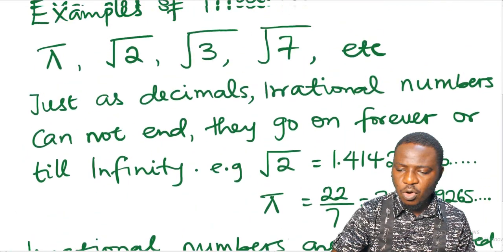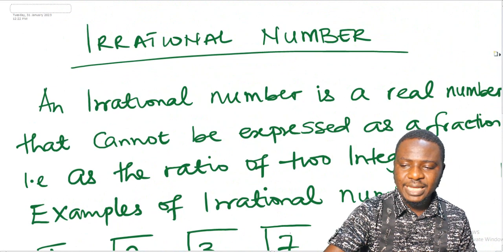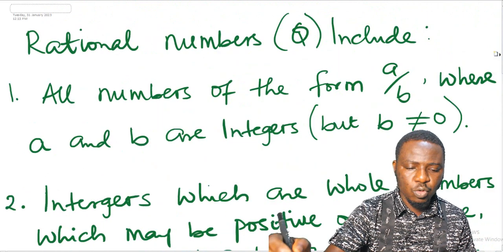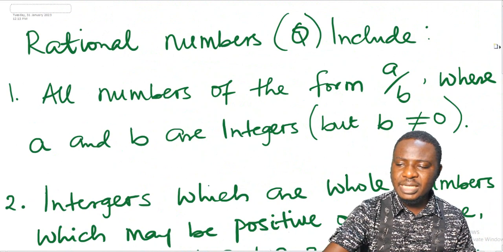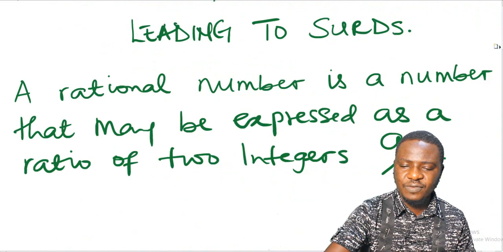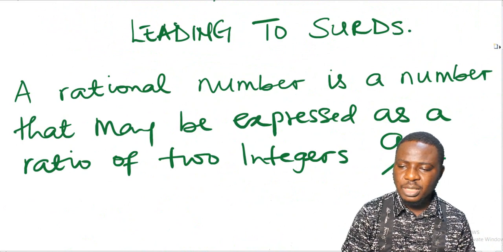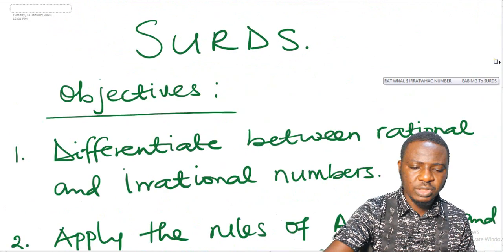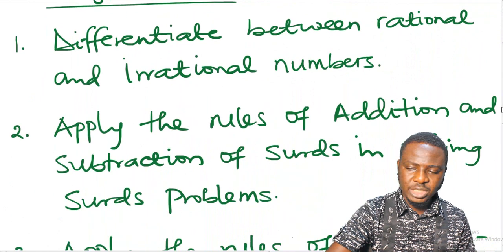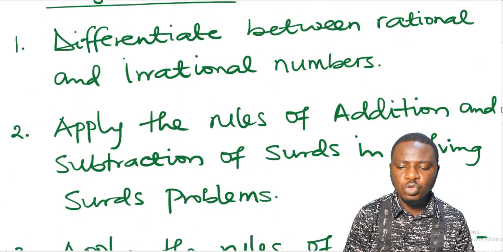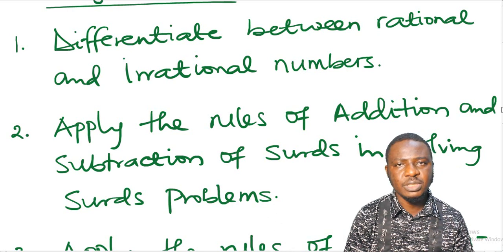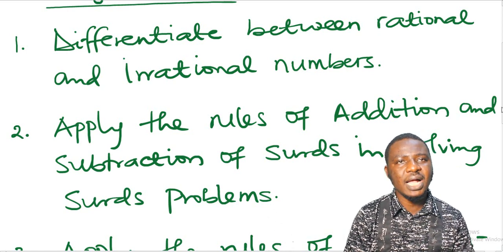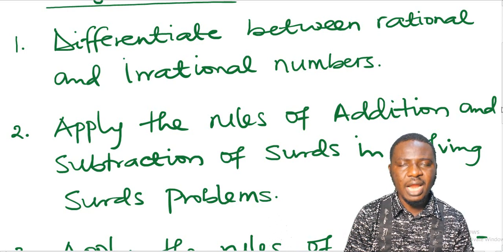That brings us to the end of today's class. In today's class, we have been able to understand what we mean by rational and irrational numbers, as well as to show the differences between them. In our next class, we shall take the second objective, which says apply the rules of addition and subtraction of surds in solving surd problems. We shall look at surds and carrying out operations on surds.